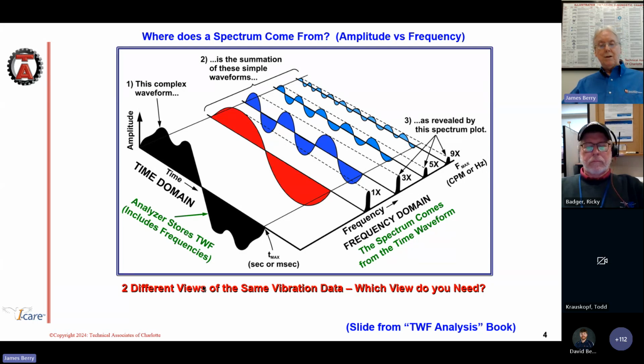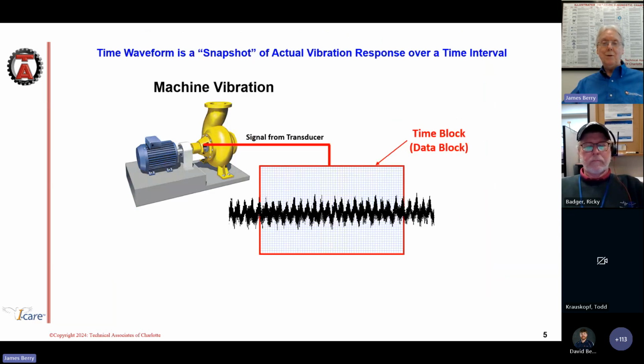So now we're going to look at two different views. One view is, in this case, the time domain. The other is the frequency domain. So there's two of these views. Which one do you need? How about both spectrum and waveform? And it's our strong recommendation that at each and every point that you store not only the spectrum, but that you likewise store the waveform. And we'll find out why in a few moments.